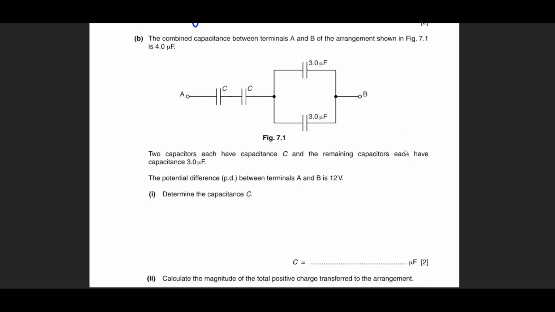So moving on to the question, the capacitances are unknown. You can find this question in past papers as well. These two are identical and in parallel, so they will share equal charge, right?